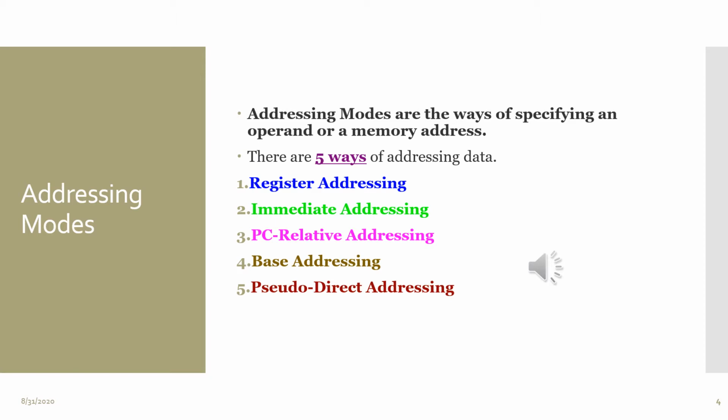The first one is register addressing. The next is immediate addressing. The other one is PC relative addressing. The fourth one is base addressing. And the fifth one is pseudo direct addressing.